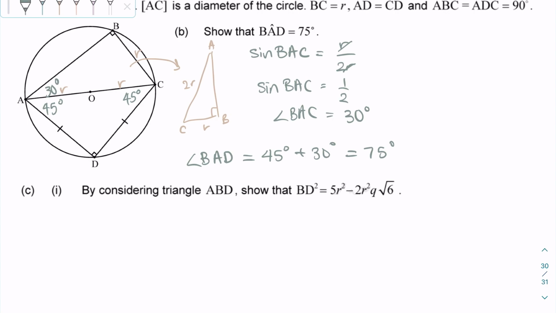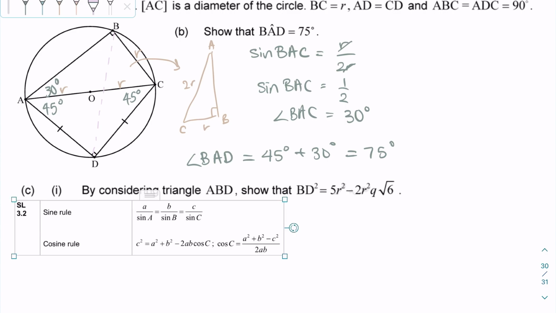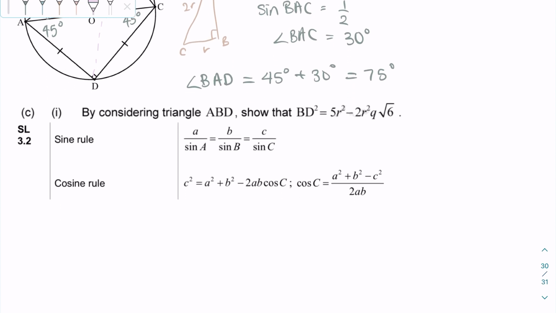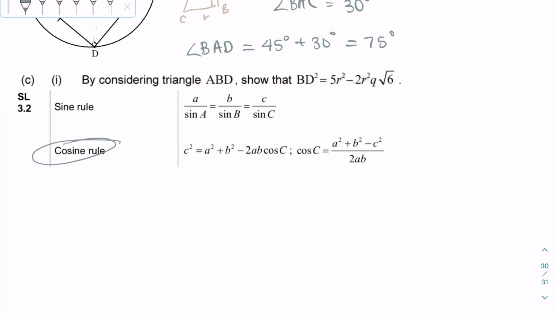Part C I asks to consider the triangle ABD and to show that the side BD squared equals 5r squared minus 2r squared q square root of 6. Whenever you see an equation involving sides of a triangle that are being squared, there's a high chance we're hinted to use the triangle cosine rule. This is found on page 6 of the formula booklet.